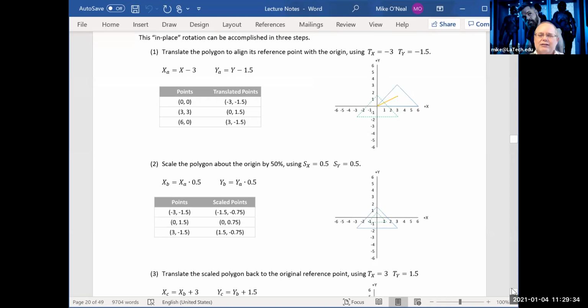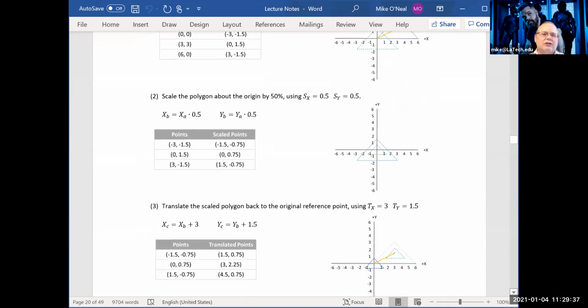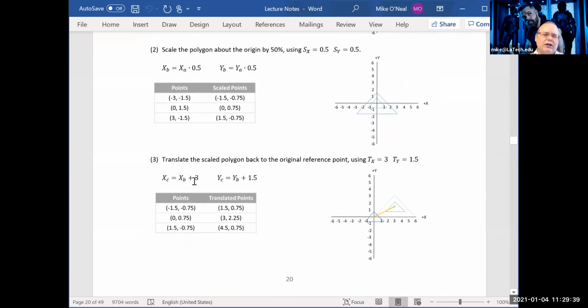And then the last thing you do is you take those scaled points and you pipe them through these equations, and that puts the reference point back where it originally was. And now the original triangle, I have it outlined in light gray, and you can see the new shrunk triangle, and it didn't move visually. It's still located about that center point.